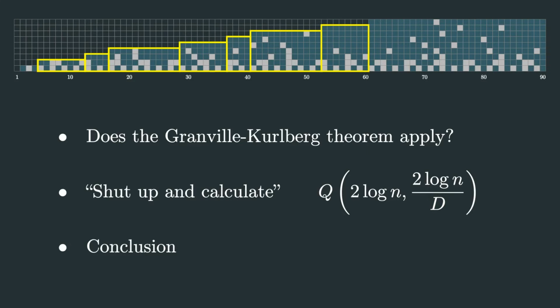Mine is that, indeed, there are almost certainly infinitely many near-square primes of the form k squared plus 1.